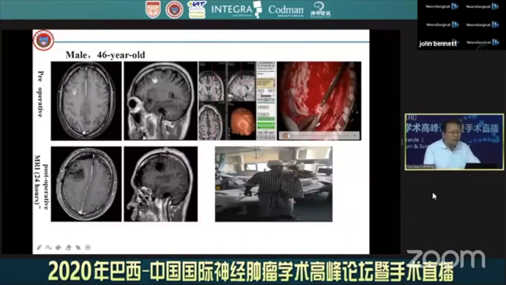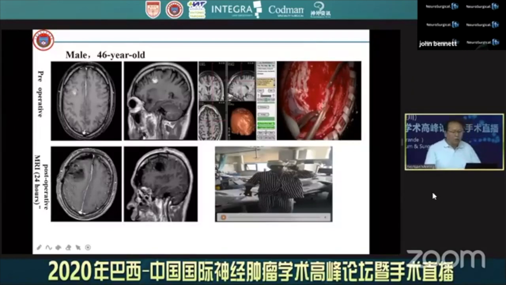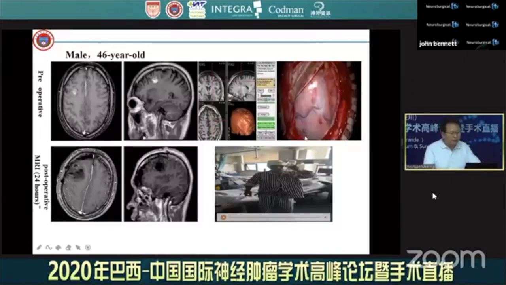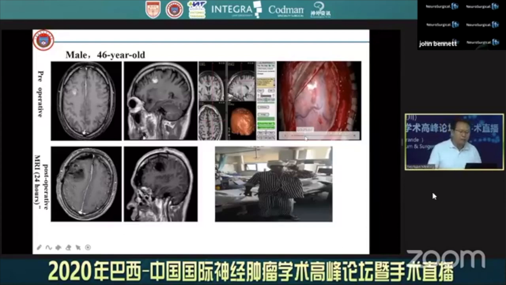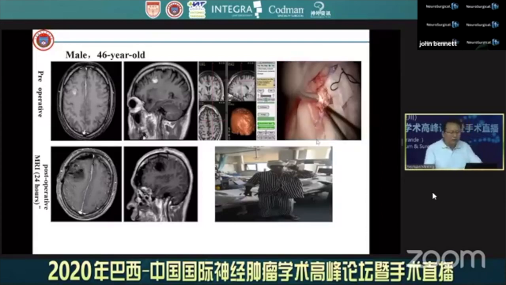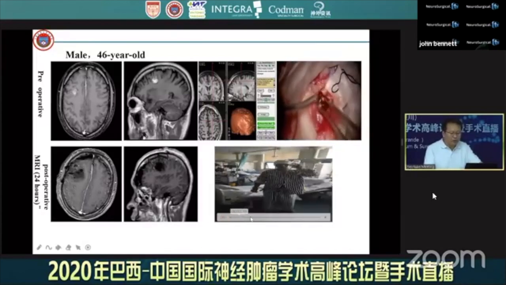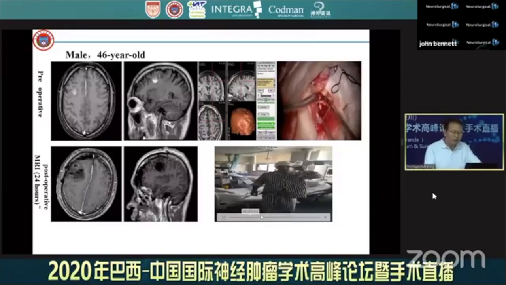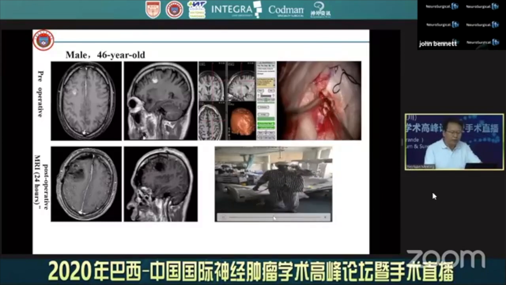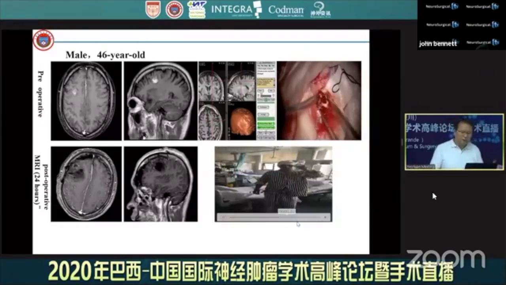The case is a 46 year old, also a glioma, a low grade glioma. It's post operation, I think, 4 hours. 4 hours he can walk by himself and take the okay.